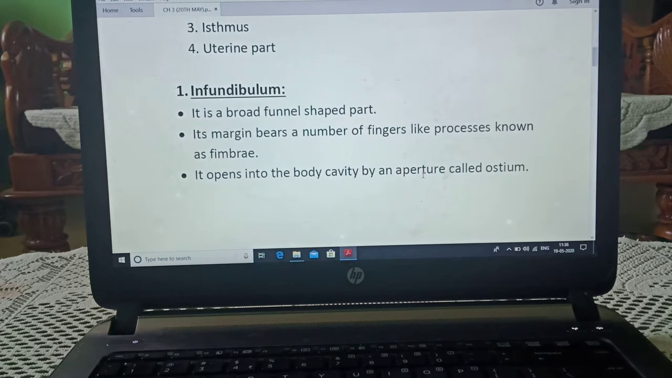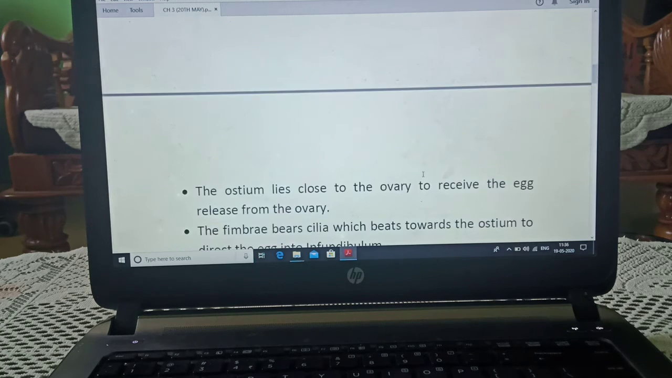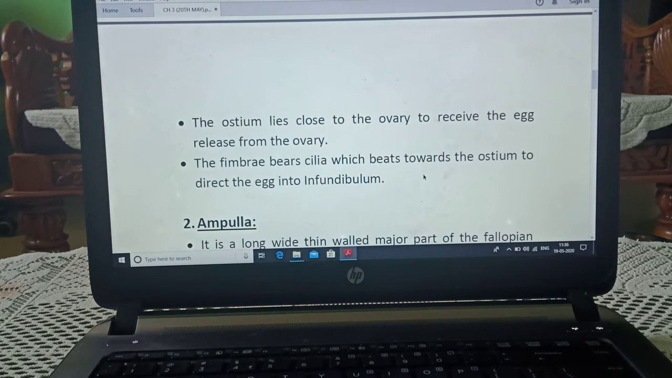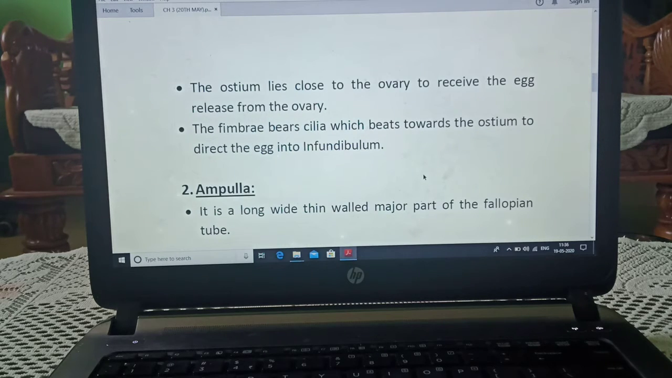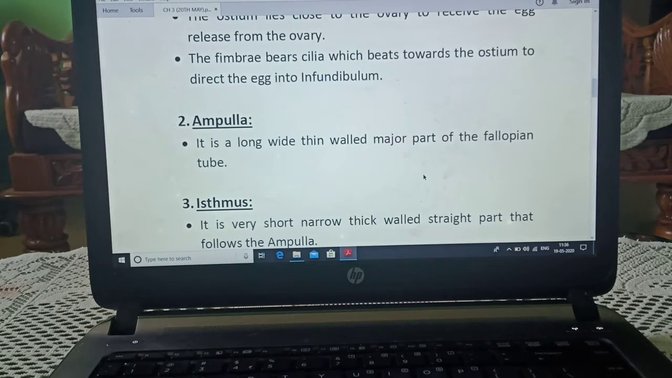We'll start with the infundibulum. It is a broad funnel-shaped structure. Its margin bears a number of finger-like processes known as fimbriae. It opens into the body cavity by an aperture known as the ostium. The ostium lies close to the ovary to receive the egg released from the ovary. The fimbriae bear cilia which beat towards the ostium to direct the egg into the infundibulum.